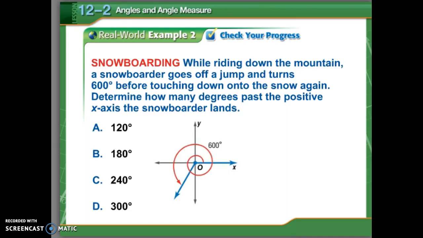All right, here we've got a check your progress problem. This is about snowboarding. It's a 600-degree turn. So figure out how many degrees past the positive x-axis the snowboarder lands. So they're telling you, obviously, we make one full rotation, but how many degrees after you've made that is that arc right here, starting here and moving down there.